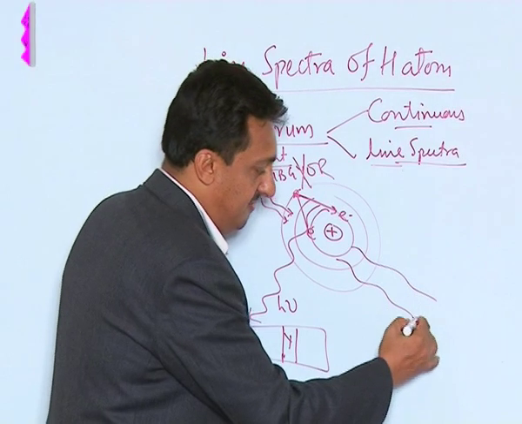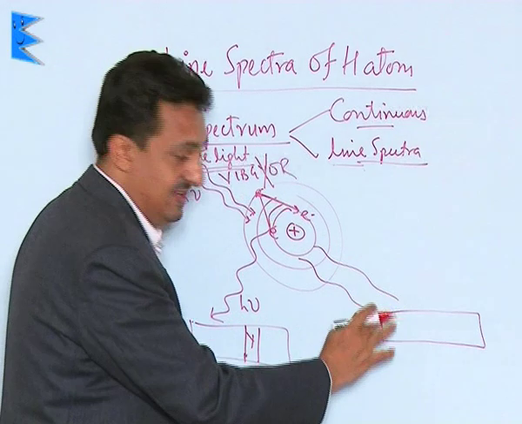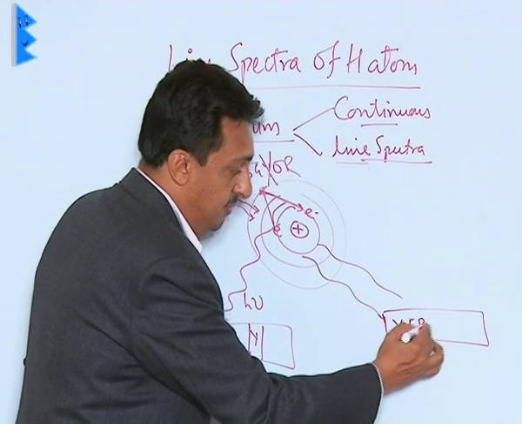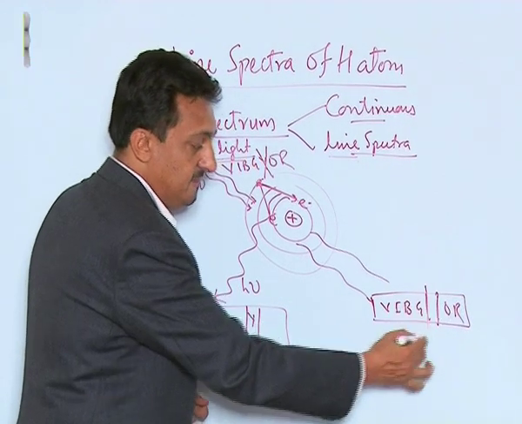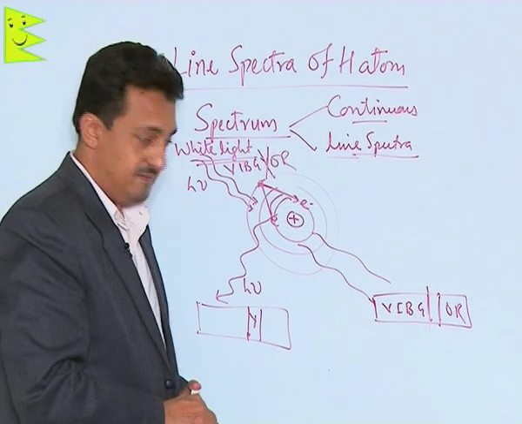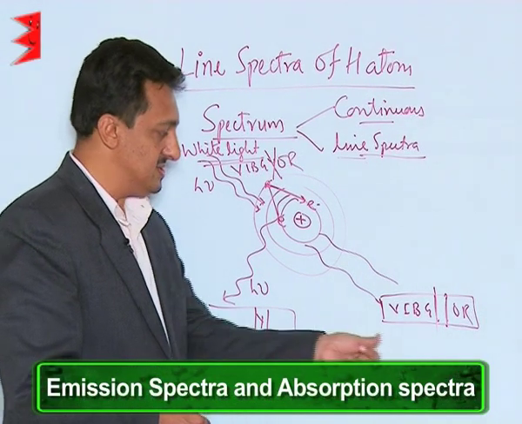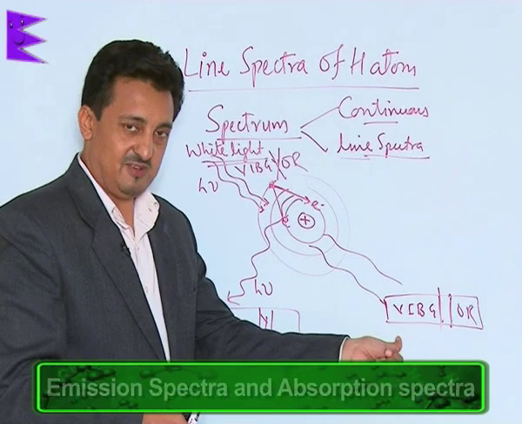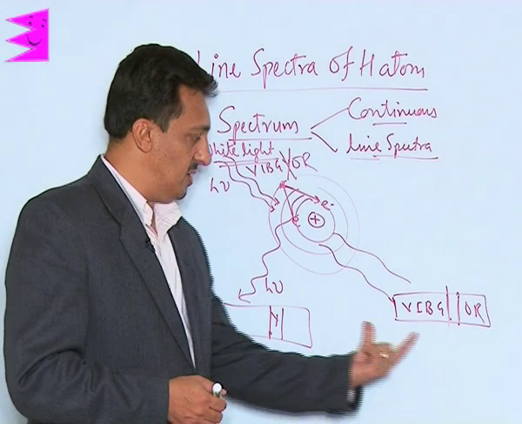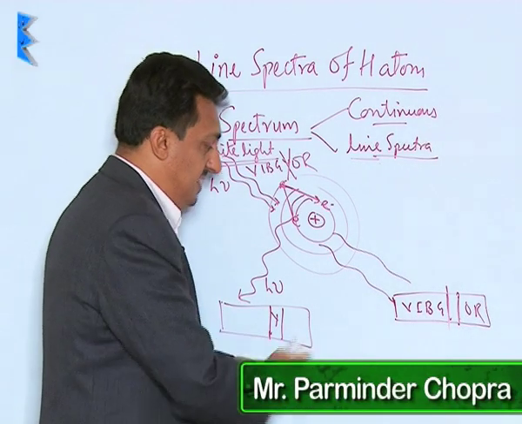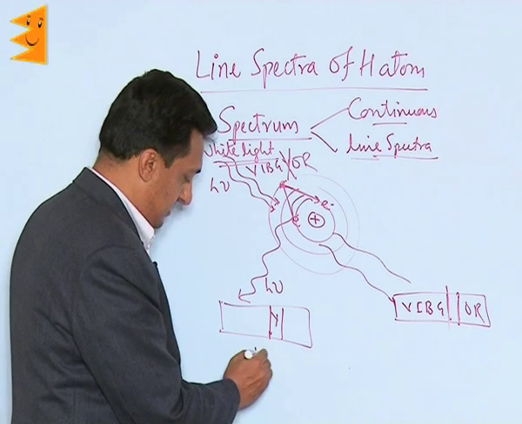Whereas if we obtain the spectra of the radiations which actually passed through this atom, what we get is violet, indigo, blue, green, dash, orange, red. So there is a gap here. Now this spectra is called emission spectra, and this is called absorption spectra. I told you, this is called emission spectra and this is called absorption spectra. Remember, both of these are negatives of each other. What is emission spectra?